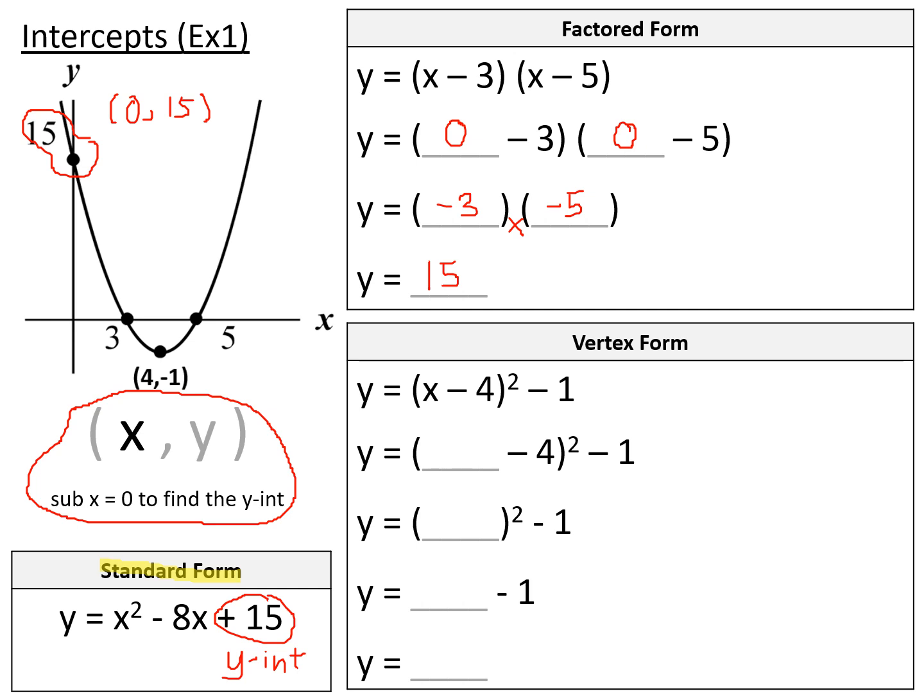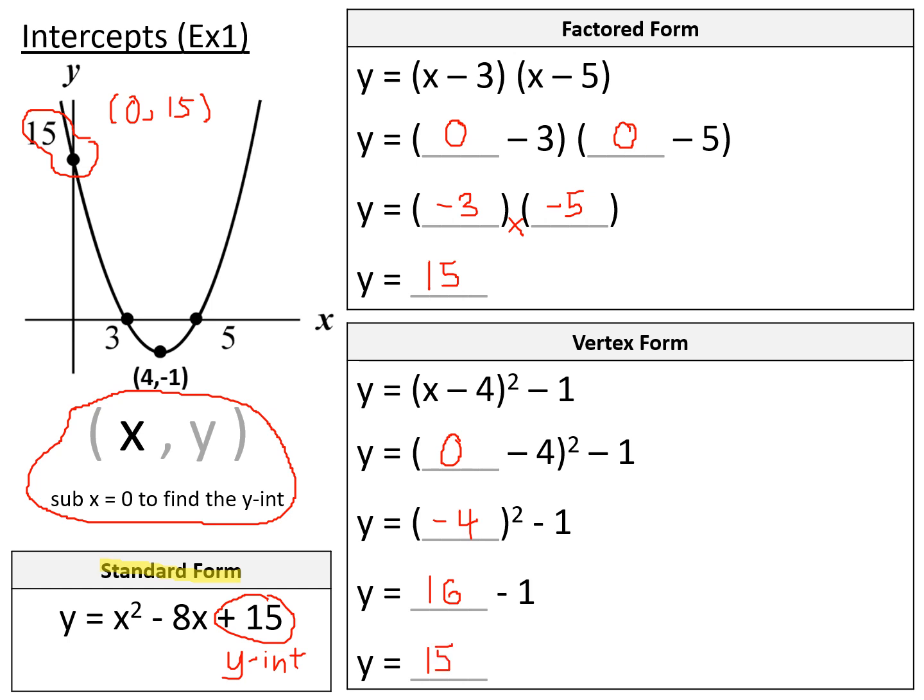In vertex form, we're going to follow the exact same method. We're going to substitute x as 0. Next, 0 minus 4 is negative 4. Negative 4 to the power of 2 is the same thing as negative 4 times negative 4, which would make it positive 16. Then 16 subtract 1 gives you 15.